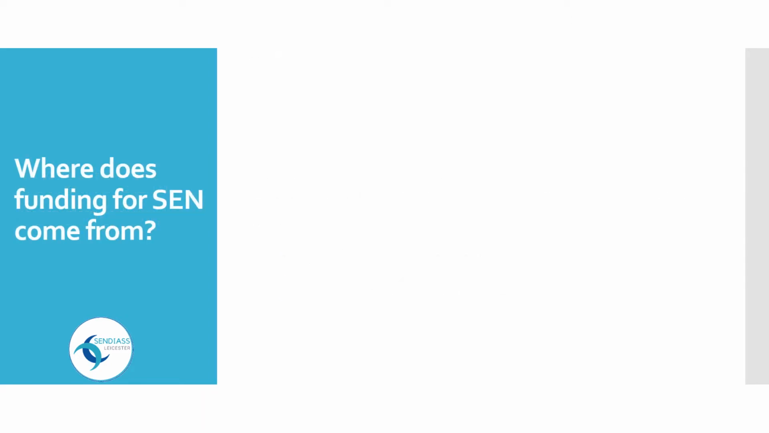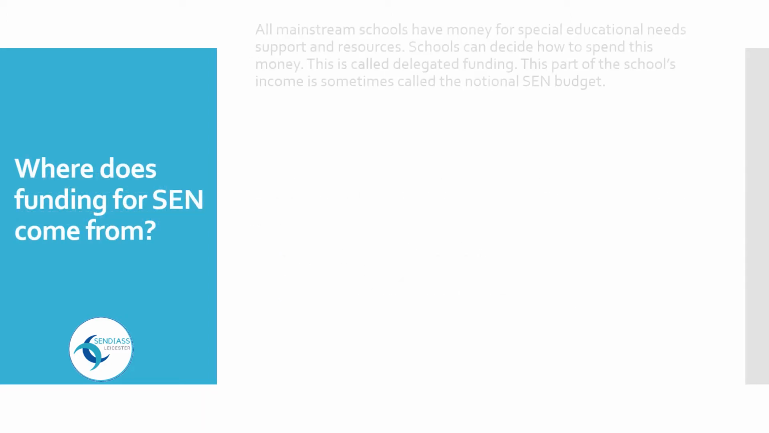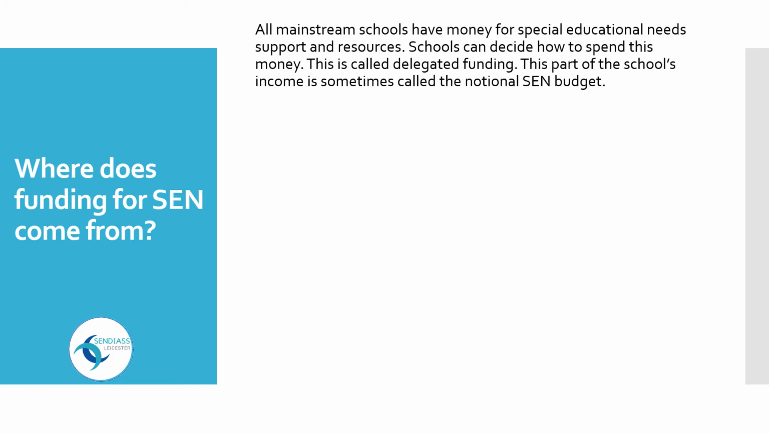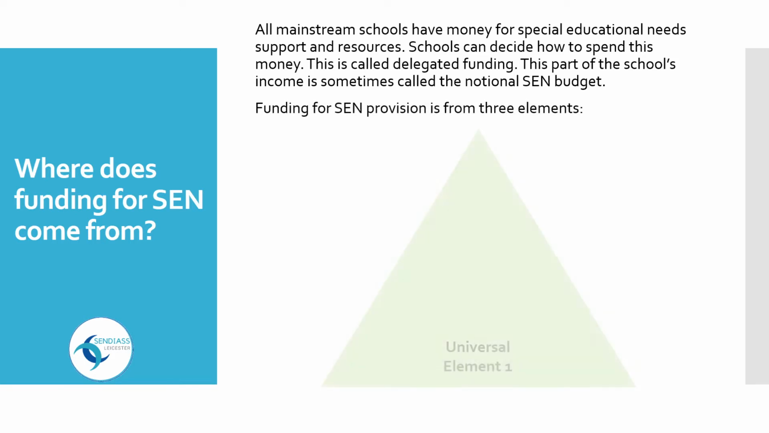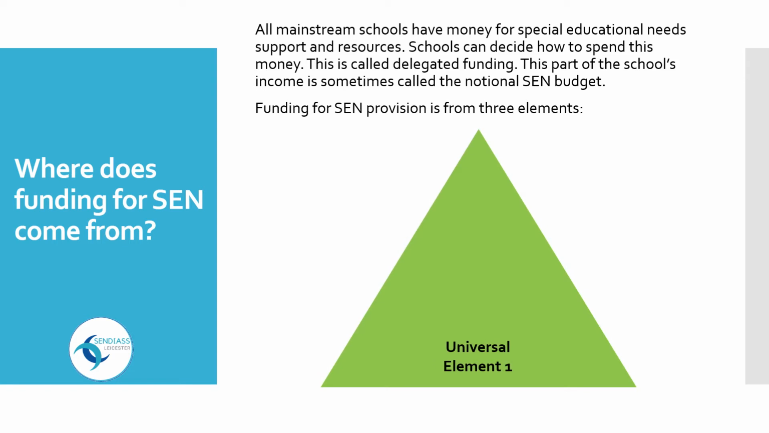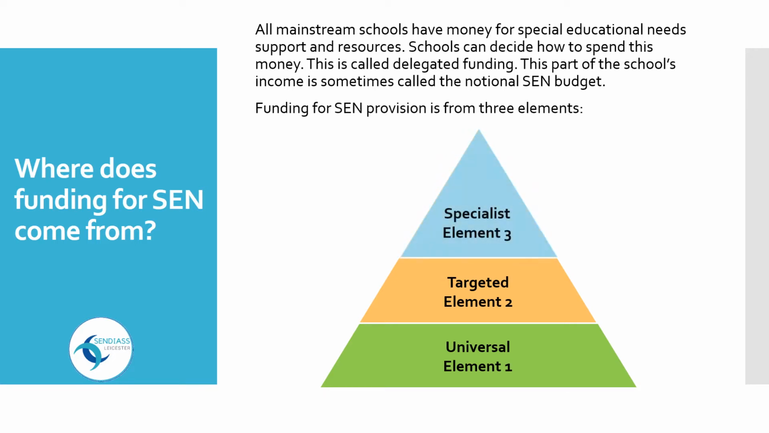Where does funding for SEN come from? All mainstream schools have money for special educational needs support and resources. Schools can decide how to spend this money, and this is called delegated funding. This part of the school's income is sometimes called the notional SEN budget. Funding for SEN provision is from three elements. Element 1, universal. Element 2, targeted. And element 3, specialist.